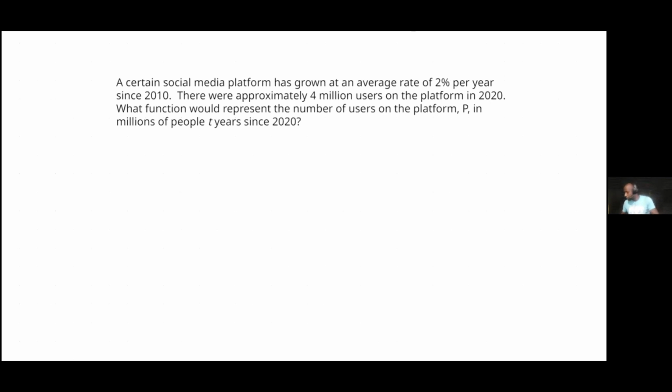All right, let's go. A certain social media platform has grown at an average rate of 2% per year since 2010. There were approximately 4 million users on the platform in 2020. What function would represent the number of users on the platform, P, in millions of people, T years since 2020?